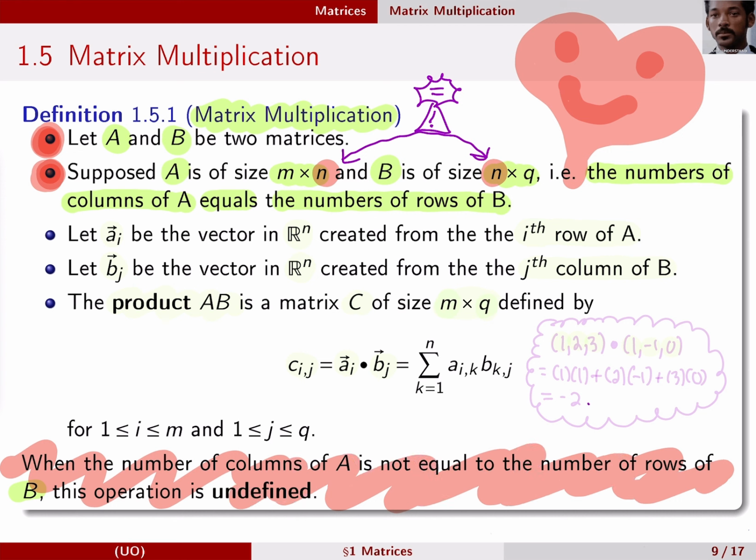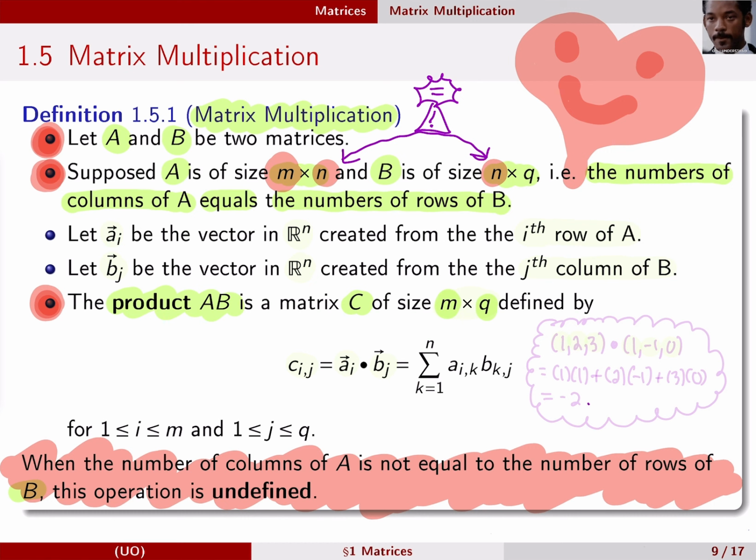So how do you compute that matrix A times B? Well, first, the product between A and B is a matrix that I'm going to call C, and the size of that matrix is m by q, in the sense that your matrix A has m rows and your matrix B has q columns, so the product AB will be m by q. And how do you compute the entry on the ith row, jth column?